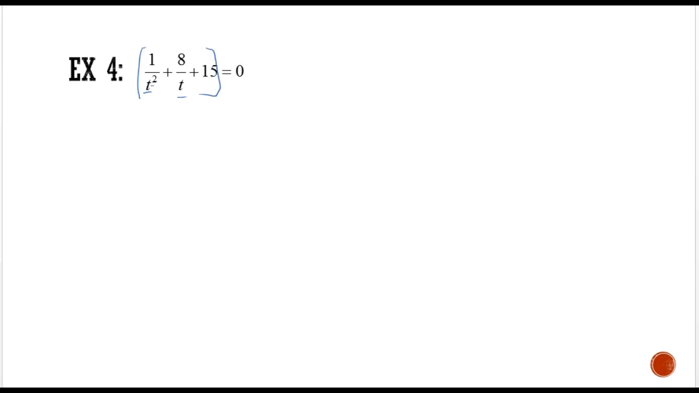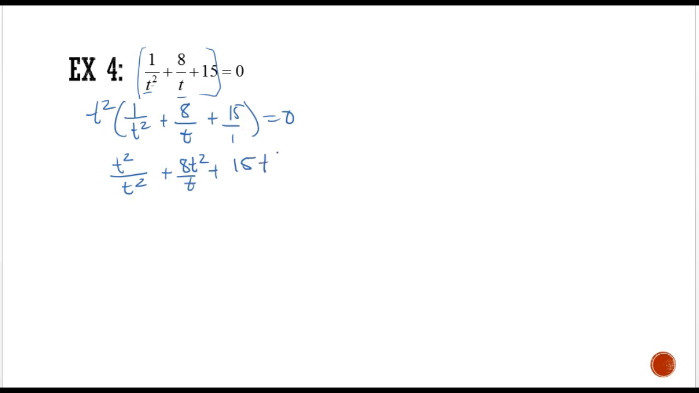So I'm going to multiply everything in there by t squared. And let's walk it through and I'll show you what I mean. All right, so now I have t squared over t squared plus 8t squared over t plus 15t squared over 1. All right, clean it up. Now look, this becomes a 1. These t's, all that's left is 8t, right? And here I have 15t squared equals 0. The fraction's gone. We are in business.